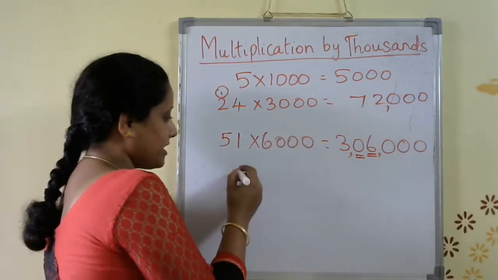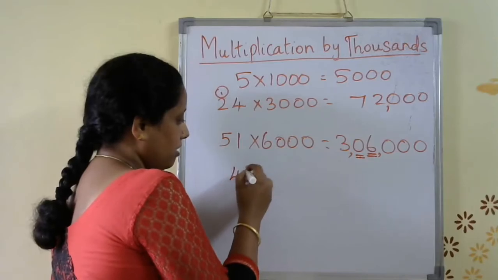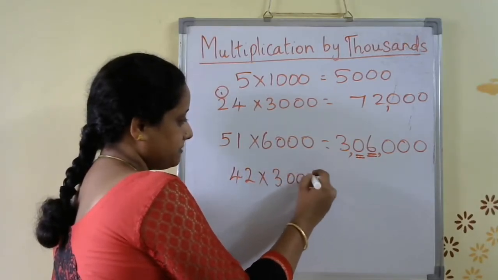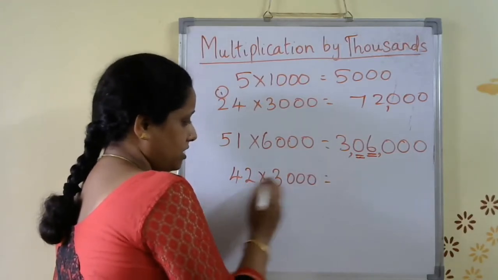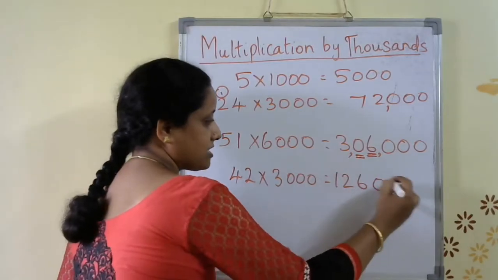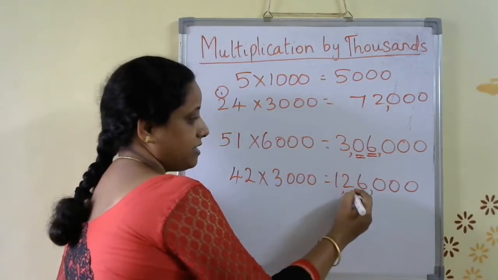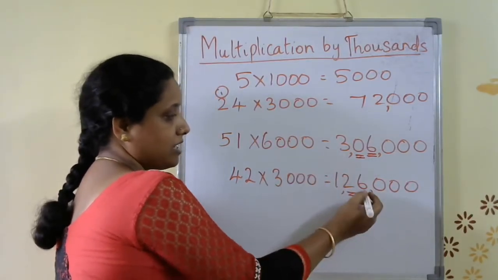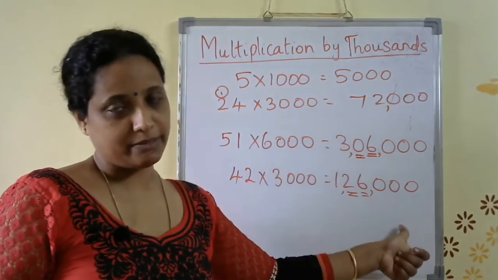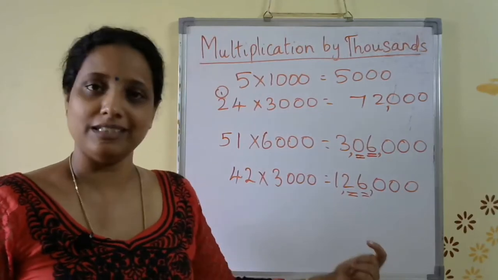For one more example I want to give, 42 into 3,000. So 3 2s are 6, 4 3s are 12 and 3 zeros behind. See, it becomes 2 10,000s and 6,000s. Okay. So in this way we are going to multiply the numbers and we are going to get the answer.